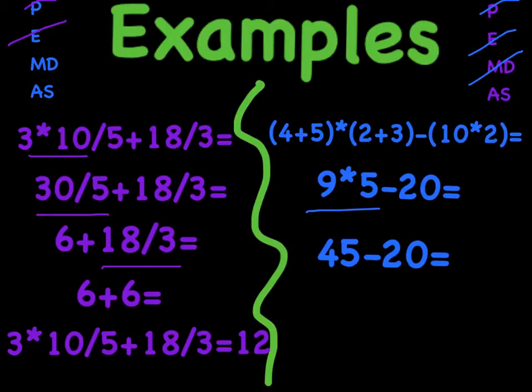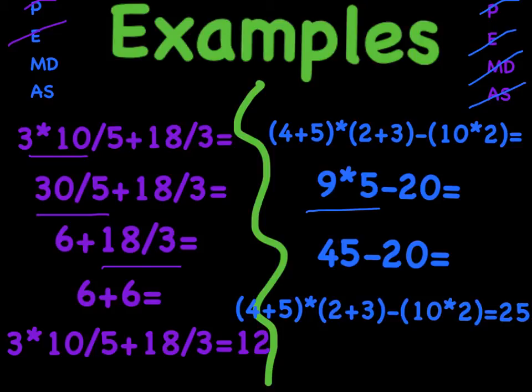My final step is to evaluate the addition and subtraction. Because there is only subtraction in this one, I can ignore the addition part and simply solve the problem 45 minus 20. 45 minus 20 is equal to 25, so my final answer will look like this. (4 plus 5) times (2 plus 3) minus (10 times 2) equals 25.